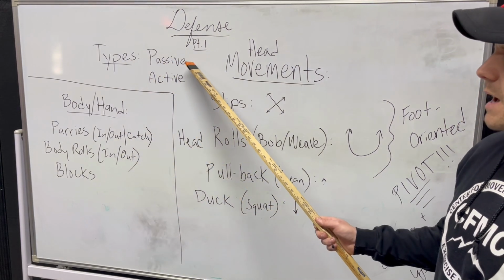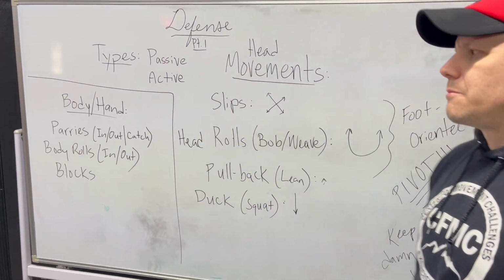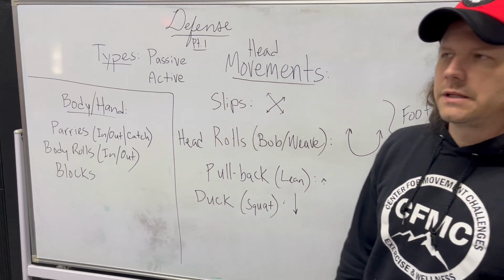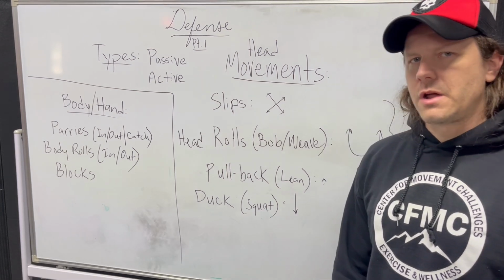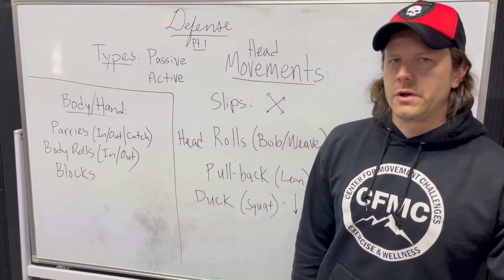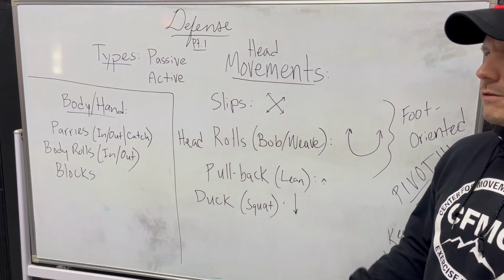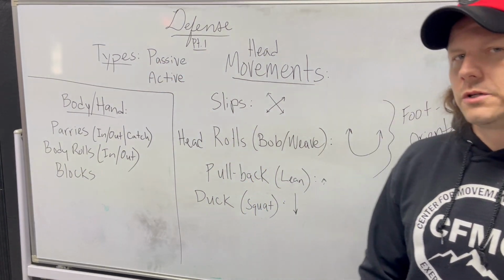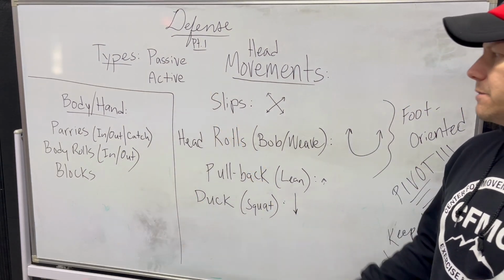So, passive and active defenses. Active defenses and passive defenses both include head movements. Now, if you're doing that head movement as a specific or deliberate reaction to an action of your opponent, that makes it active. If you're just generally moving your head because you're a sound fighter and you don't want your opponent to be able to get a beat on your timing, that's passive.